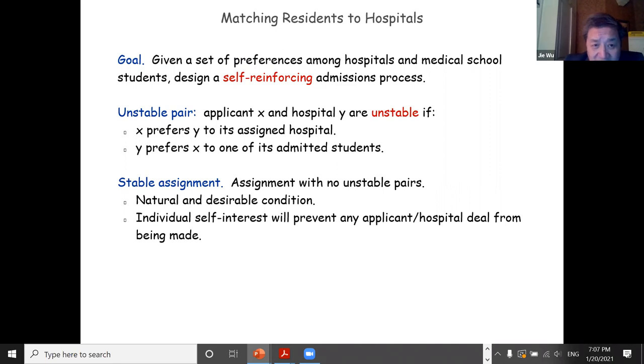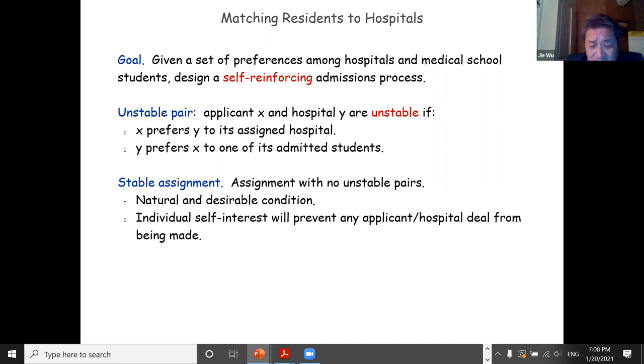I'm not going to go through the detail, but you have X and Y, your applicant is X, hospital is Y. It is unstable if X prefers Y to the assigned hospital, and that hospital also prefers X to one of its current admitted students, then you can do a swap, right? So that means it's unstable. So this is a situation like, for example, I like Temple University, right? I prefer Temple to my current Drexel. And Drexel also looks at my record and says, oh, your record is better than one of the current admitted students. So then it's not stable, I should admit you, since you prefer me to Drexel. So that means an unstable pair, right? So then that's the problem.